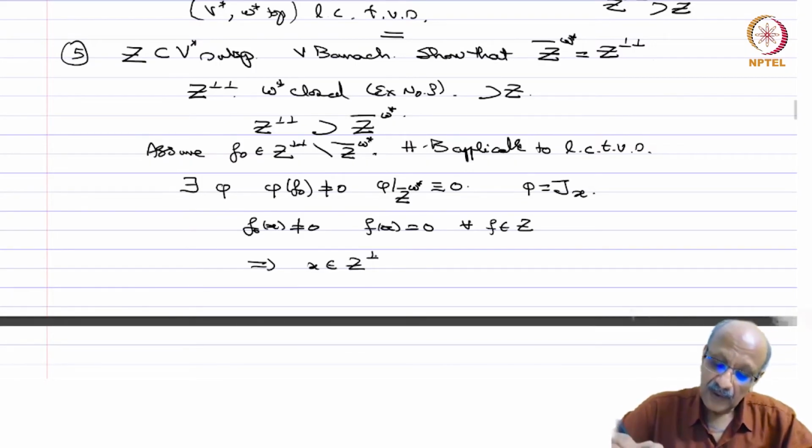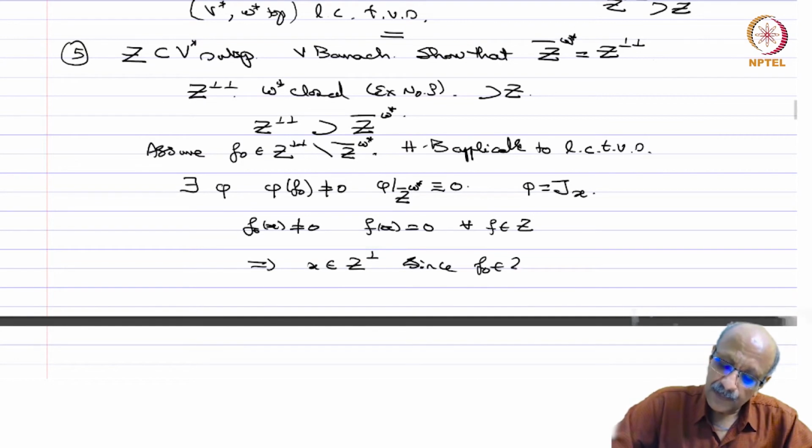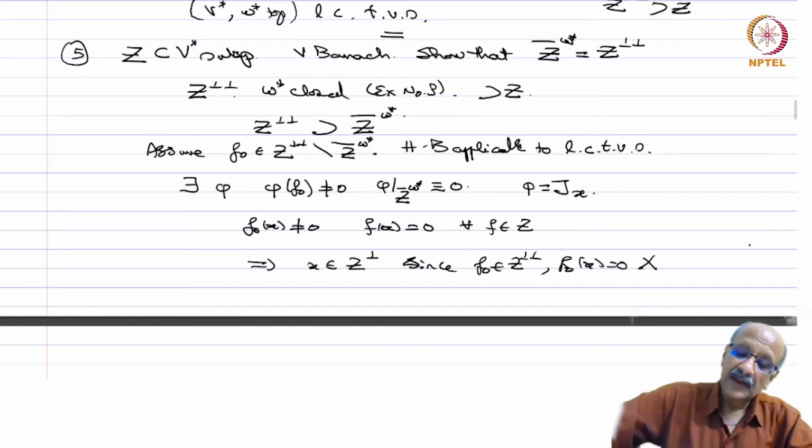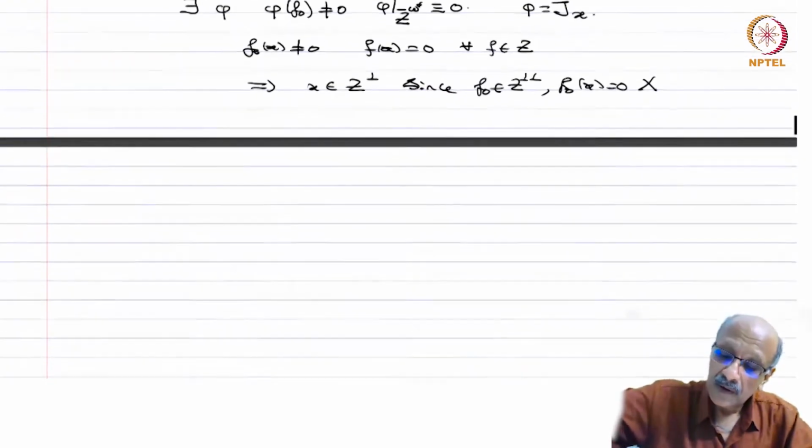Okay, and this implies, since f naught belongs to Z perp perp, we have f naught of x equal to 0, which is a contradiction because we assumed that it is not 0. Therefore, this is a contradiction and that proves the problem.